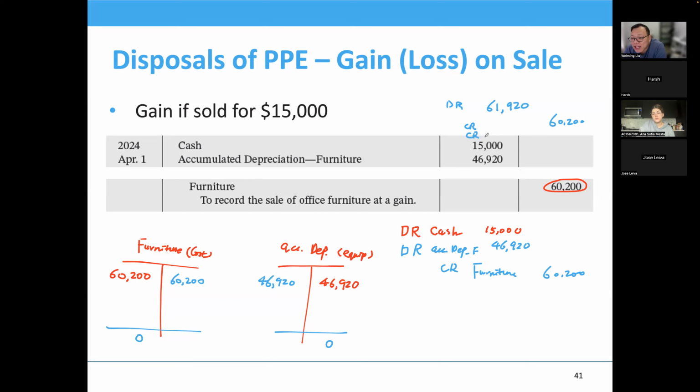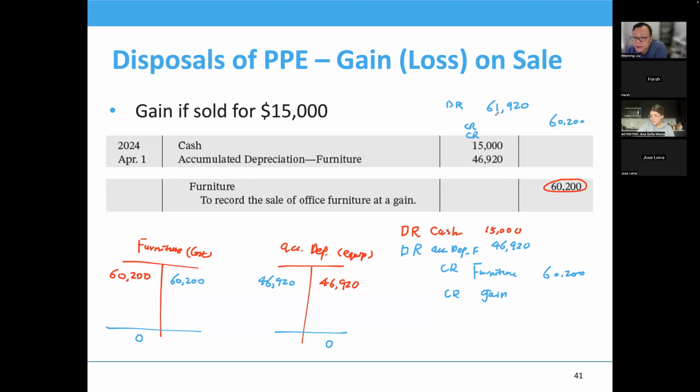And if I credit, that will be a gain. So remember, when you credit, that is a gain. You credit a gain, just like you credit income, right? Gain is a type of income. When you credit revenue, you credit income, but gain is a type of income.